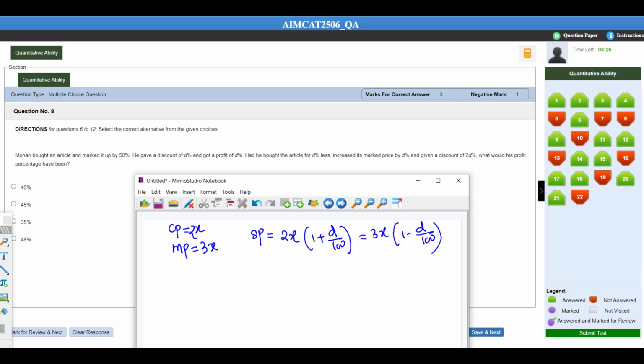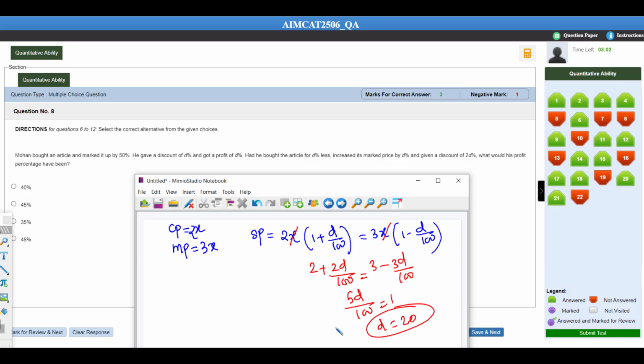So if you solve this, you will get the value of d, everyone. Let's cross multiply. 2 plus 2d by 100 is equal to 3 minus 3d by 100. So this is equal to 5d by 100 is equal to 1. So d is equal to 20. Yes, we got the value of d over here.